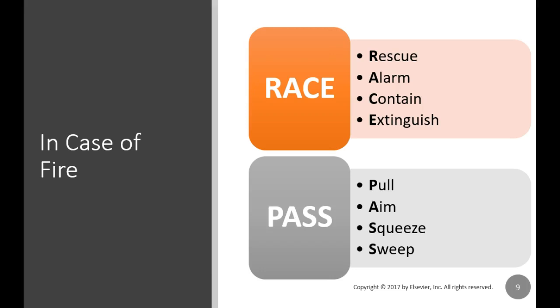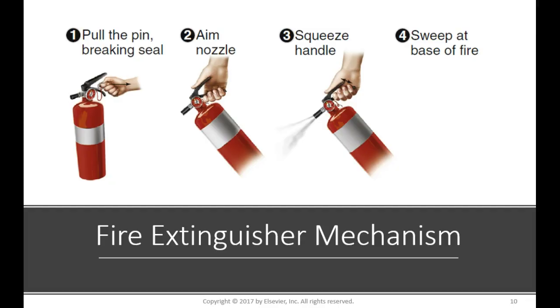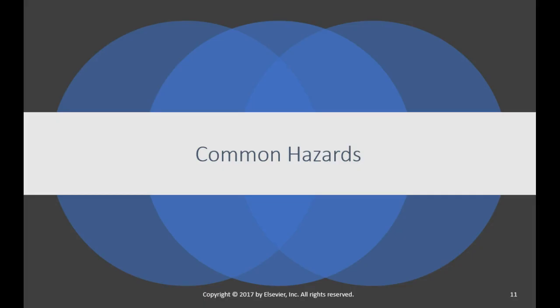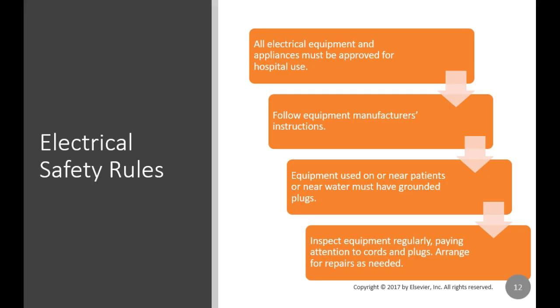To work the fire extinguisher, you're going to pull the pin, you're going to aim it, you're going to squeeze the lever, and you're going to use a sweeping motion. So RACE to evacuate and PASS to use the extinguisher. So pull pin, break the seal, aim the nozzle, squeeze the handle, and use a sweep at the base of the fire.